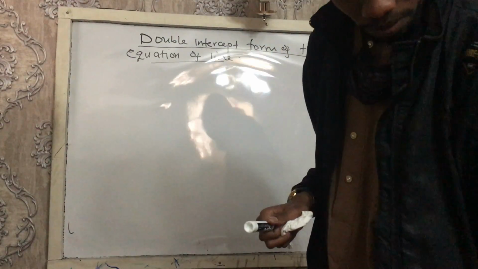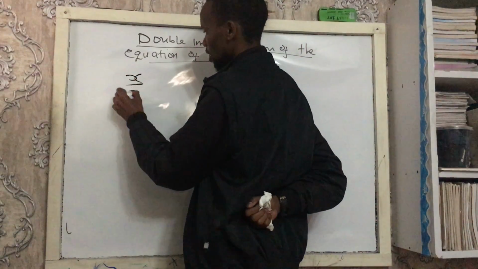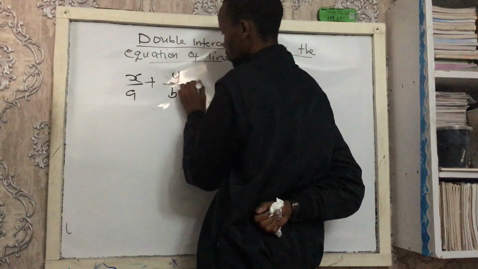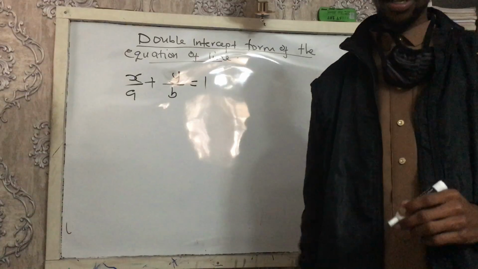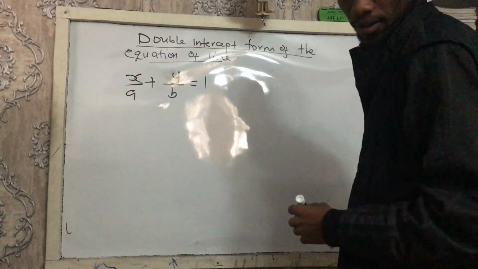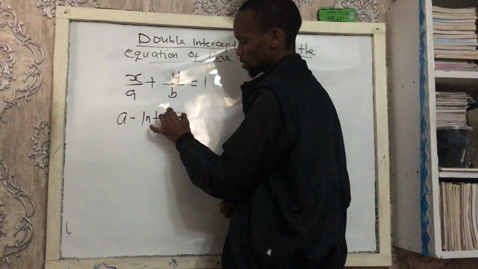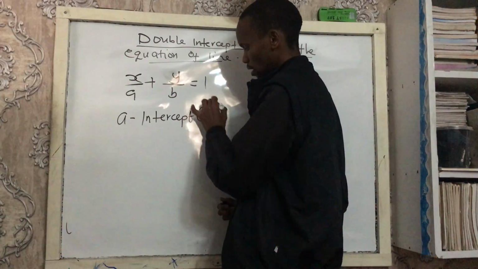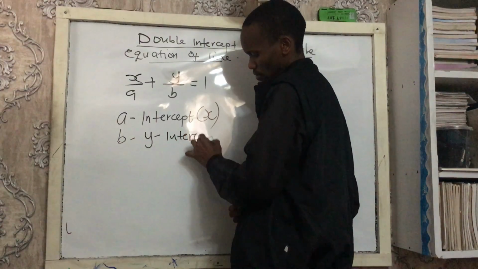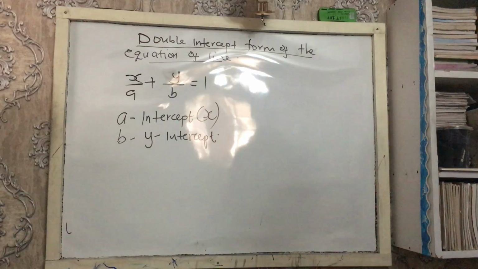Now, I want to give a general formula. Assume you have an equation like x over a plus y over b equals 1, right? If you have an equation like x over a plus y over b equals 1, then a is the x-intercept, and b is the y-intercept. B is the y-intercept. Okay?